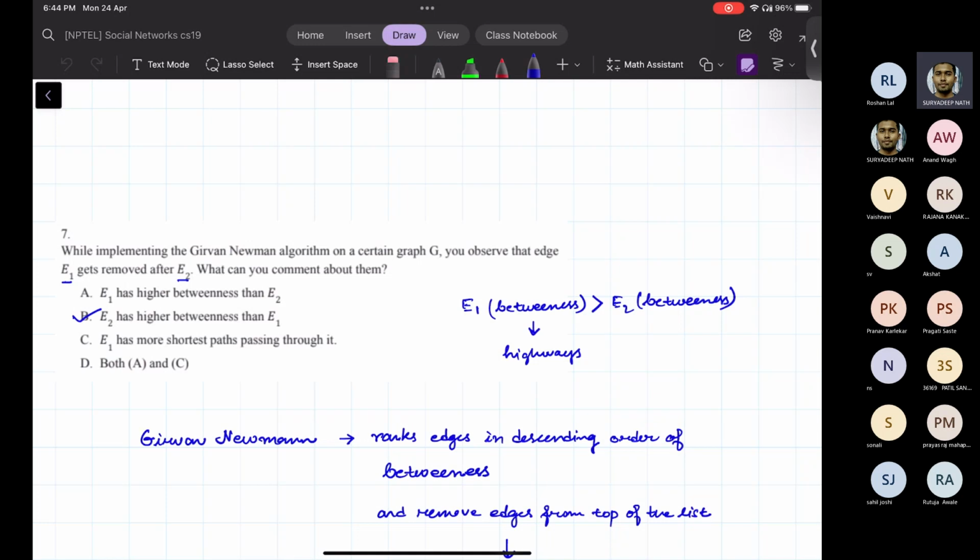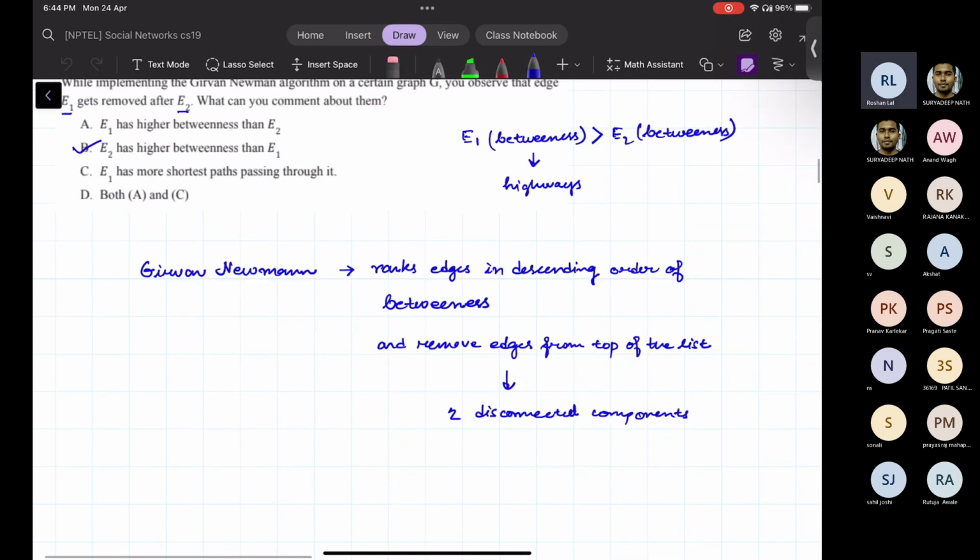In the solution sheet, did you check, get anything else? In the solution sheet that I have, option B is the right answer. Yeah. I am checking, sir. Which week assignment, sorry? This one?